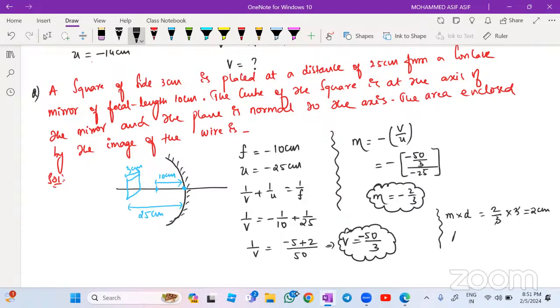Isn't it? So area will be equal to how much? Area will be equal to your m square. That will be equal to 2 square. That will become for me 4 centimeter square will be the area.